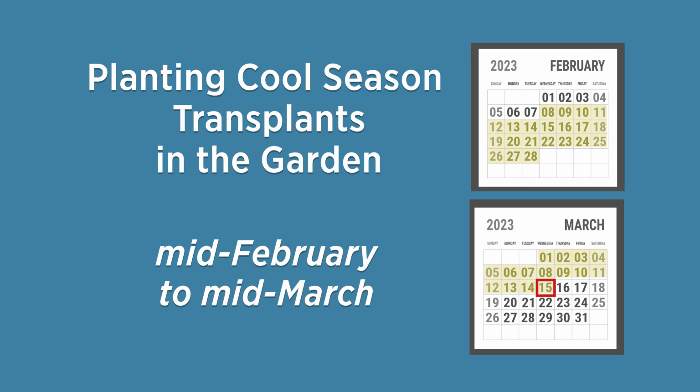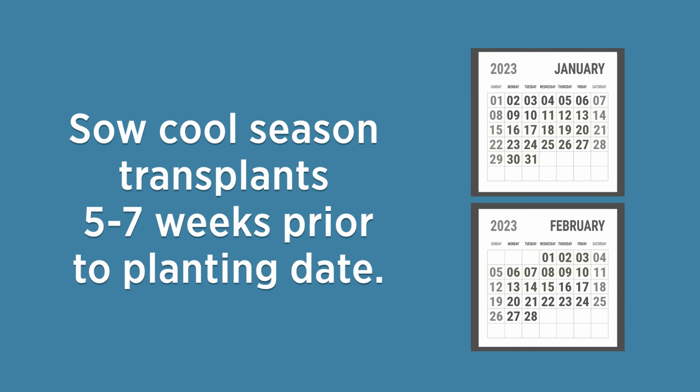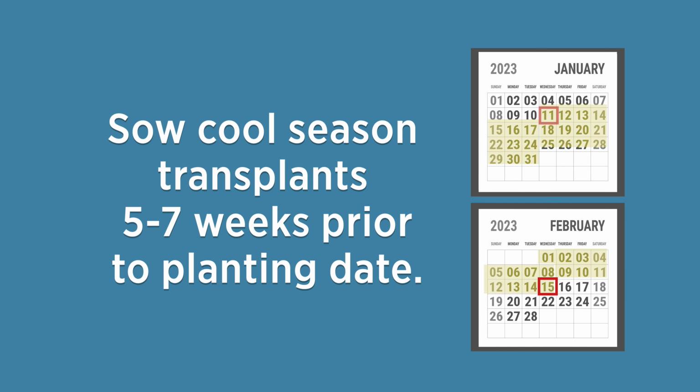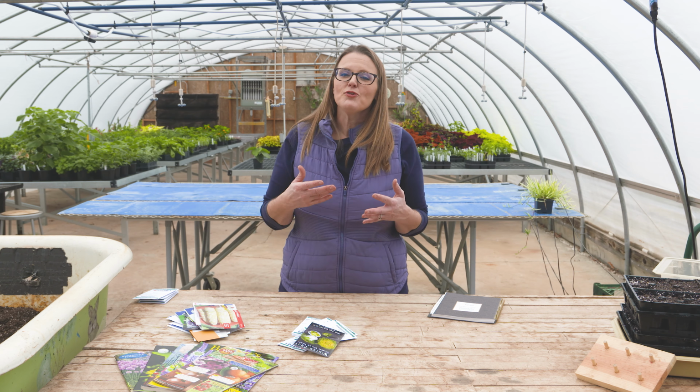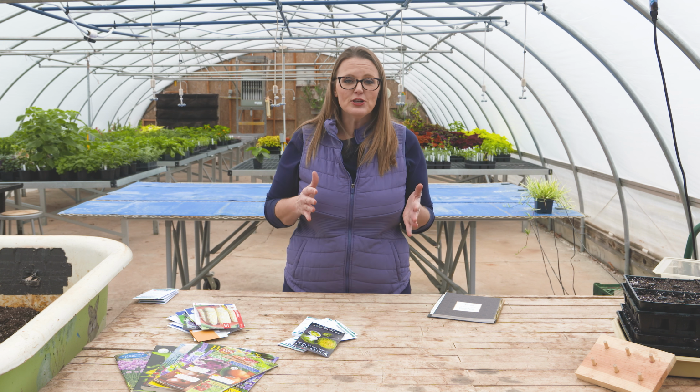Let's assume we want to plant our cool season crop by March 15th. We will then count back 5 weeks from there, and you can see we need to sow our seeds by February 8th. If you're wanting to have your transplants growing earlier in the garden, say by February 15th, then you could start your transplants as soon as January 11th. So ideally, your range for starting your cool season crops transplants indoors would be from January 11th to February 8th. Now, of course, this is just a general range and it's a little bit flexible.